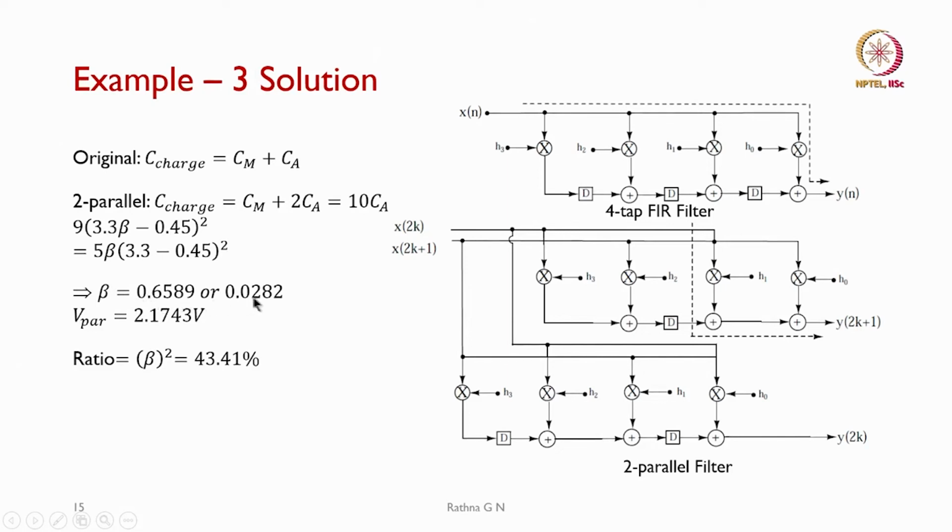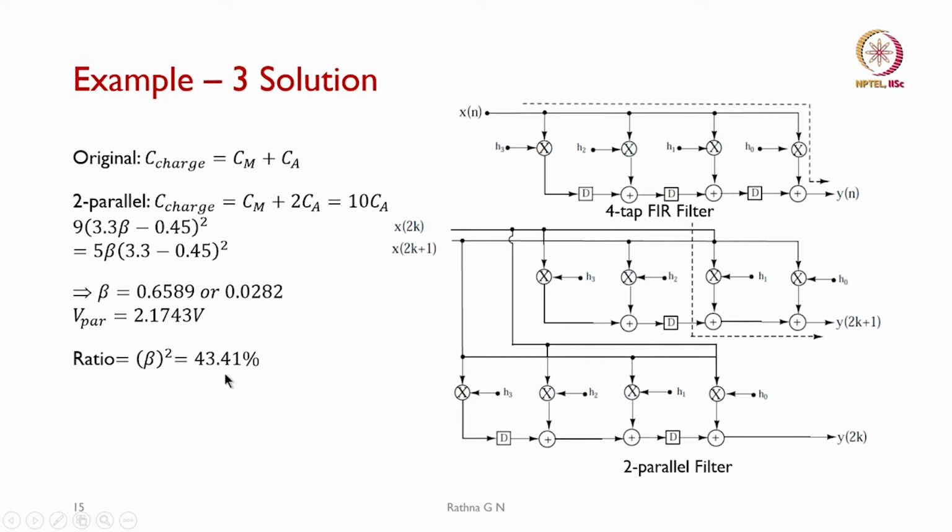0.6589 or 0.0282. As in the previous case, we have to ignore this because it is less than the threshold voltage of 0.45. So, we will consider 0.6589 as beta. Then for the parallel section, 0.6589 into 3.3 volts, which is going to come down to 2.1743 volts. So, how much reduction were we able to get?